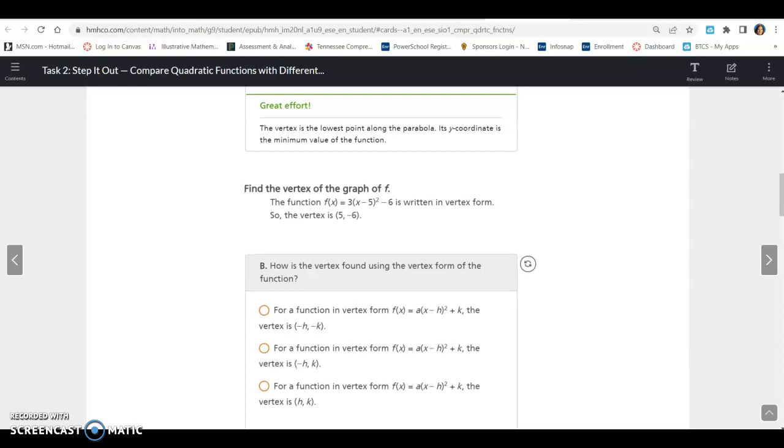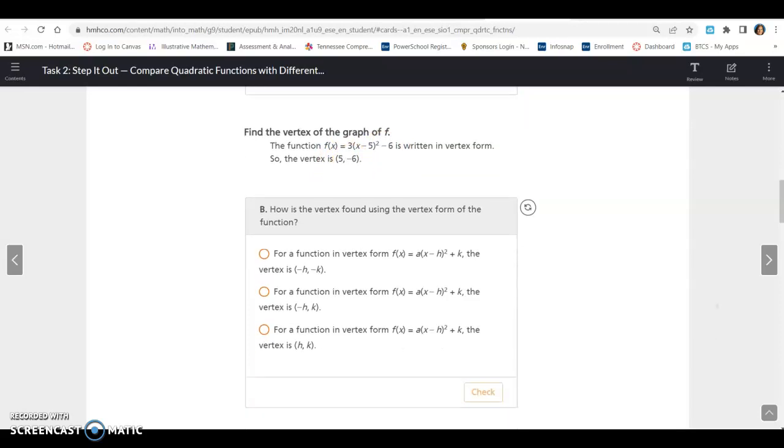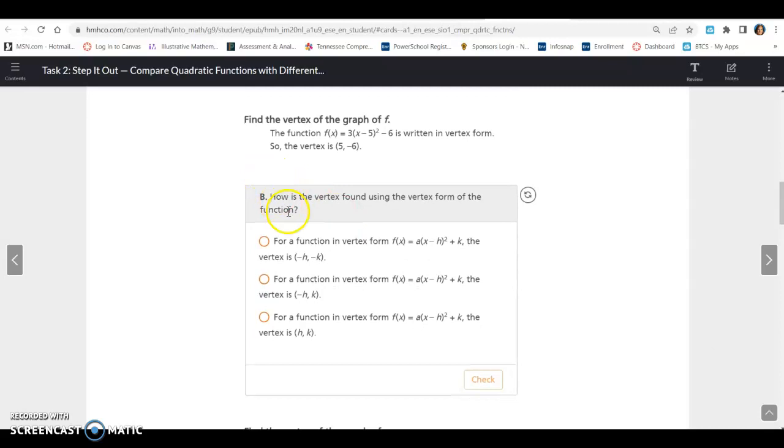All right, it says find the vertex of the graph of f. The vertex of the graph of f is given because it's in vertex form. So remember it's a times x minus h, quantity squared plus k. So it's going to be opposite h, so it's going to be 5 and -6. So your vertex is 5 and -6. That comes straight from vertex form. So it says, how is the vertex found using the vertex form of the function? For a function in vertex form, f of x equals a times x minus h squared plus k, the vertex is h, k.